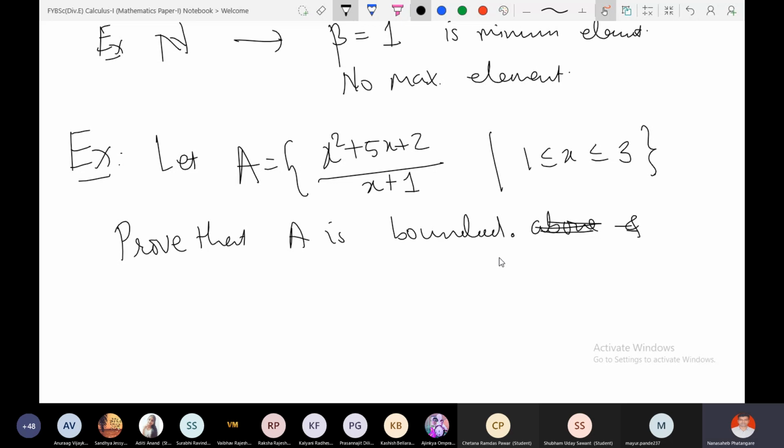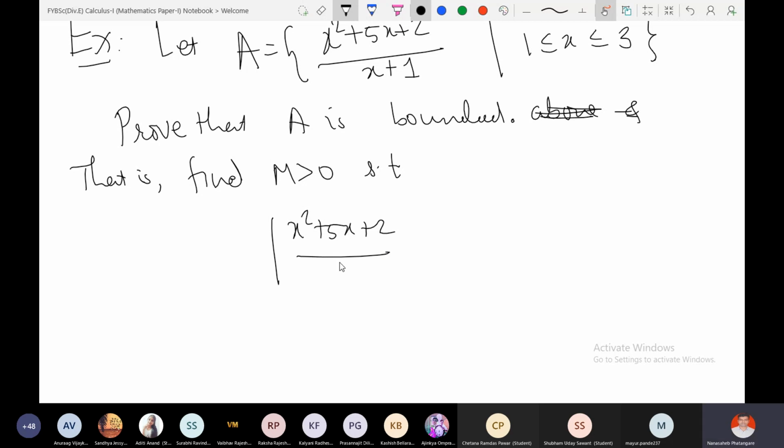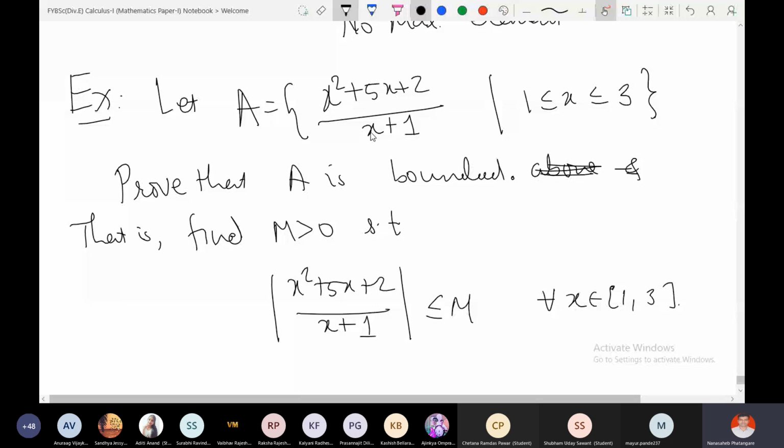Right. So how will you prove that this set is bounded above? Find some number m such that (x square plus 5x plus 2) upon (x plus 1) is less than or equal to m for all x belonging to [1, 3]. Right. So if you can find such a number m, then can we say that this set is bounded above? Do you understand?